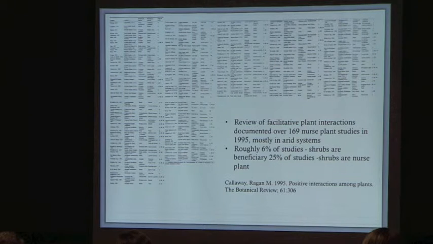In 1995, Dr. Calloway did a review of positive interactions amongst plants. And this is a table from that paper. At that time, there were already around 169 papers that had documented the facilitative relationships of nurse plants onto their beneficiary species. Among those 169 studies, around a quarter of them gave an example of shrubs as the nurse plant, and around 6% of them, a lower proportion, used shrubs as the beneficiary species.